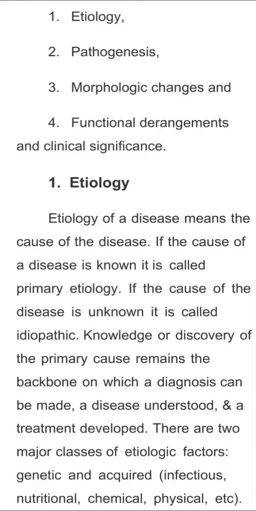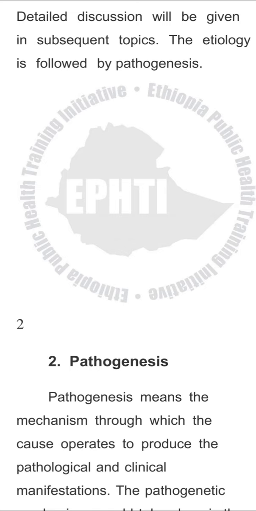There are two major classes of etiologic factors. The first one is genetic and the second is acquired. In acquired, we can say infectious, nutritional, chemical, physical, etc. The detailed discussion will be given in the subsequent topics. The etiology is followed by pathogenesis.